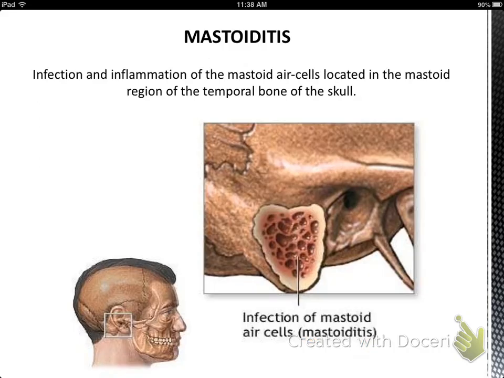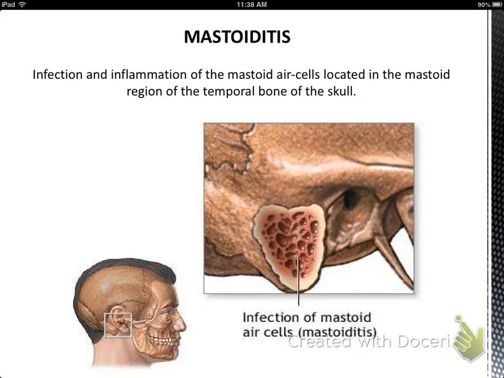Now, clinically significant acute otitis media is commonly treated with antibiotics and antipyretics. Amoxicillin is considered the first-line therapy. If left untreated for several days or even weeks, the purulent infection may spread to the mastoid air cells, which are located in the mastoid region of the temporal bone of the skull.